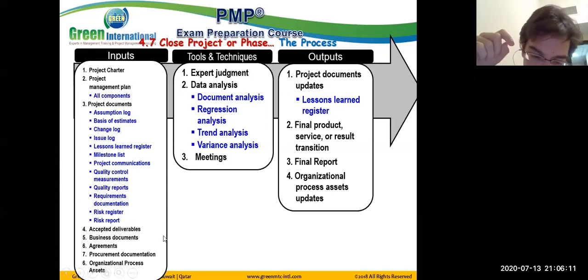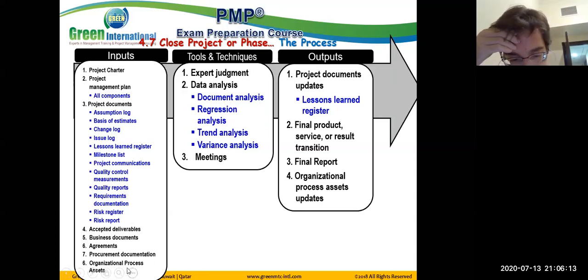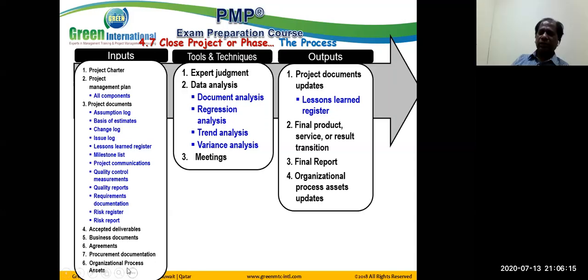Why do we need the basis of estimate, sir? Previous experiences? No, the basis of estimate. Say, for example, at the final performance reporting, you are telling them we are completing the project with a 50 million over budget. Okay? That's what you are demonstrating.